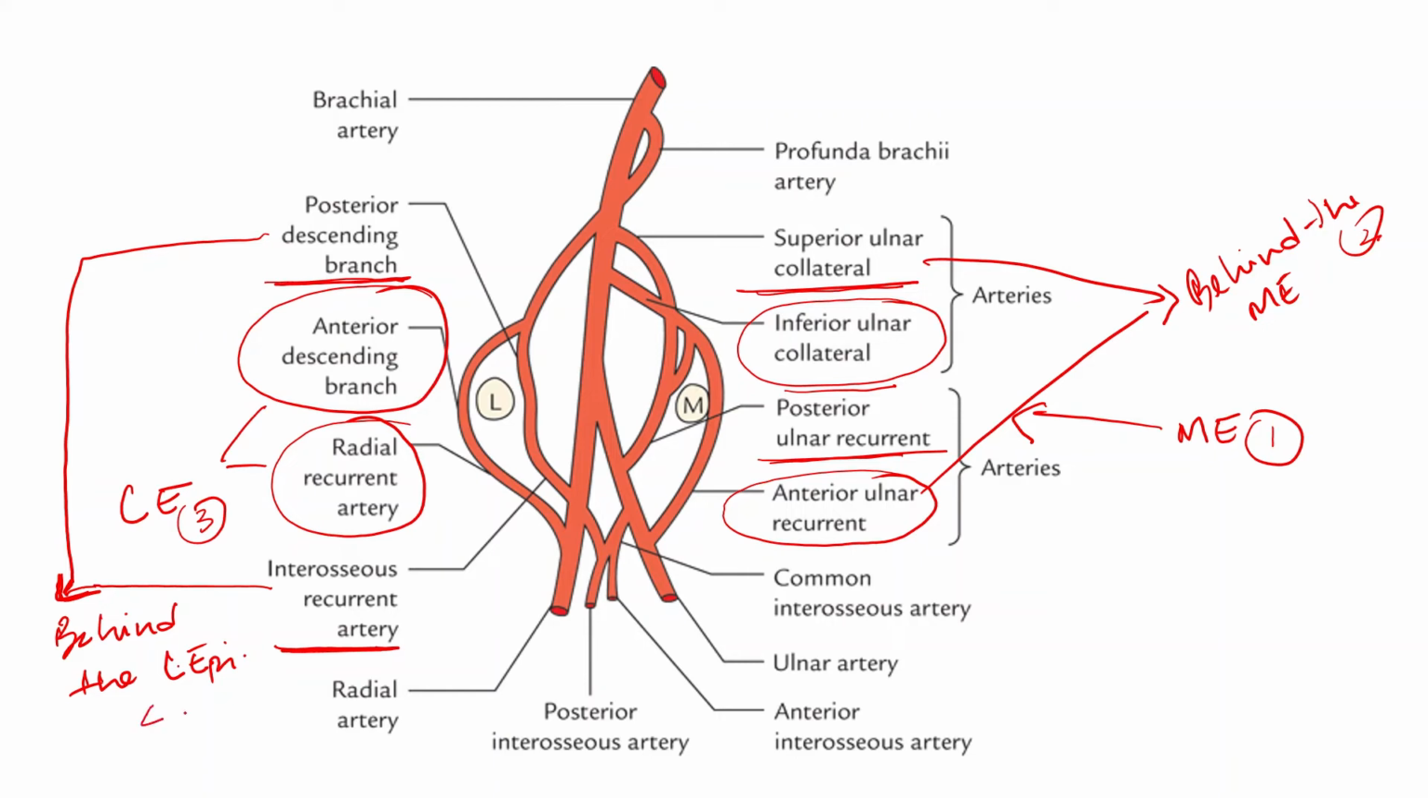The fourth anastomosing site is seen behind the lateral epicondyle between the interosseous recurrent artery, which is in turn the branch of the common interosseous artery, which is coming from the ulnar artery from below, and from above it is the posterior descending branch of the profunda brachii artery. So this is the fourth anastomosing point behind the lateral epicondyle. So these are the arteries taking part in the anastomosis in front and behind the epicondyles.